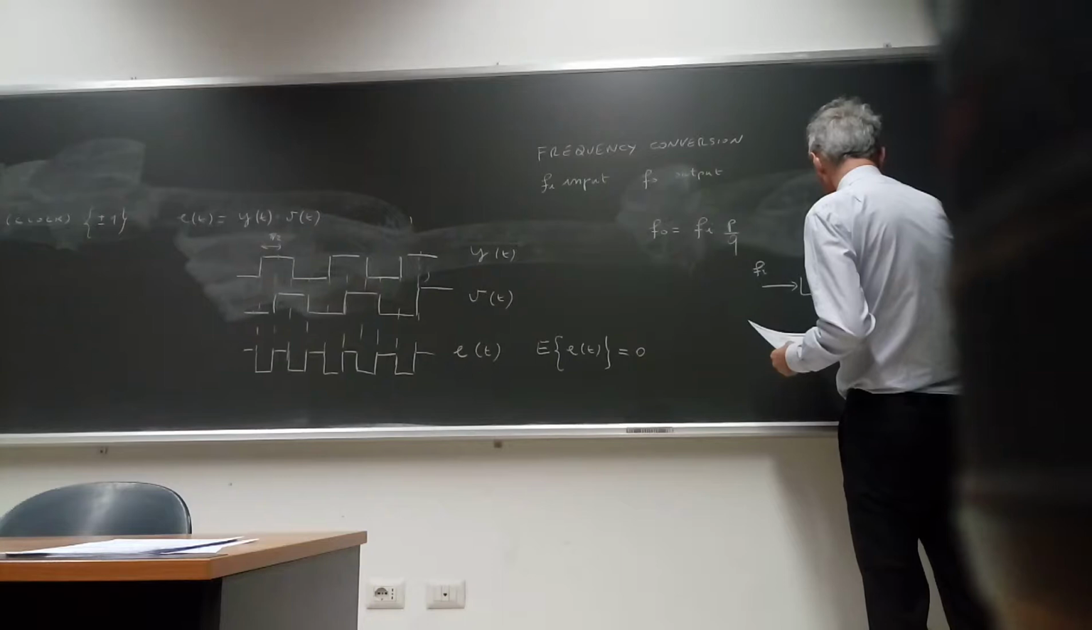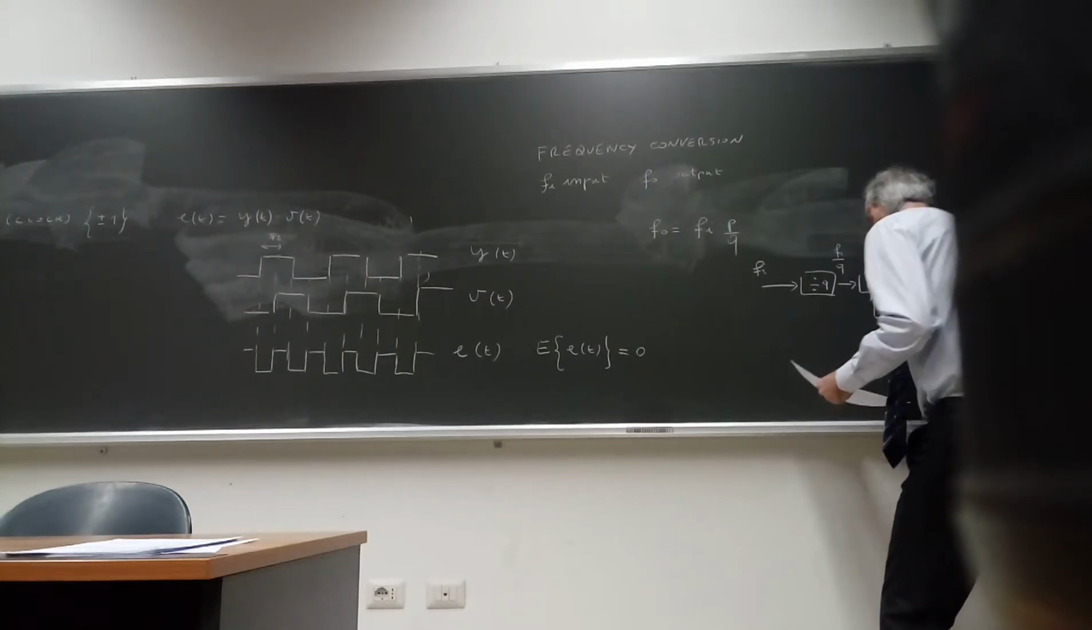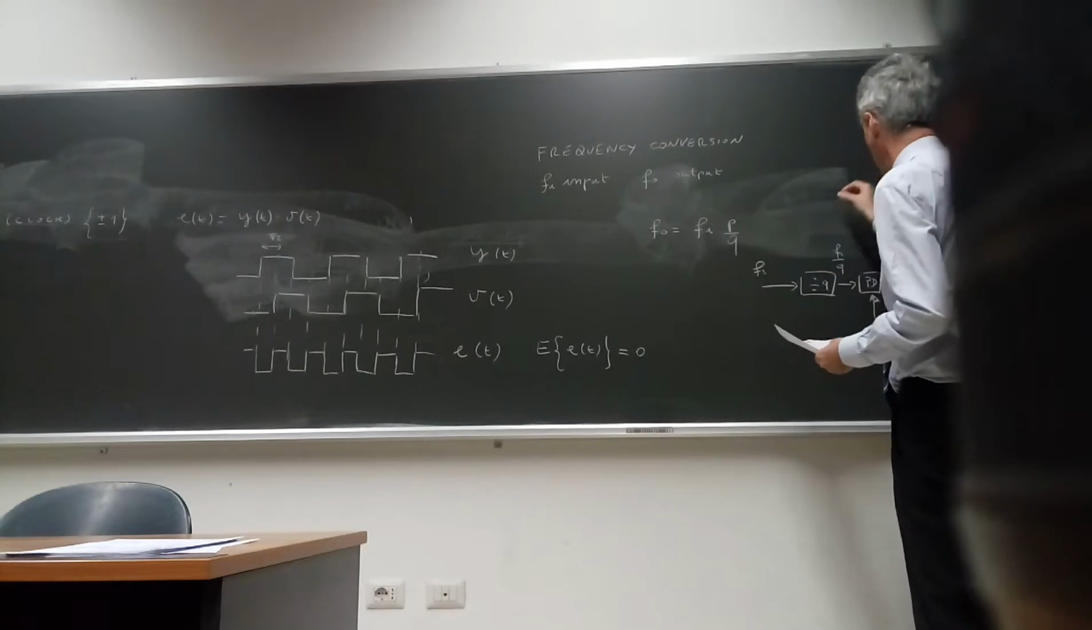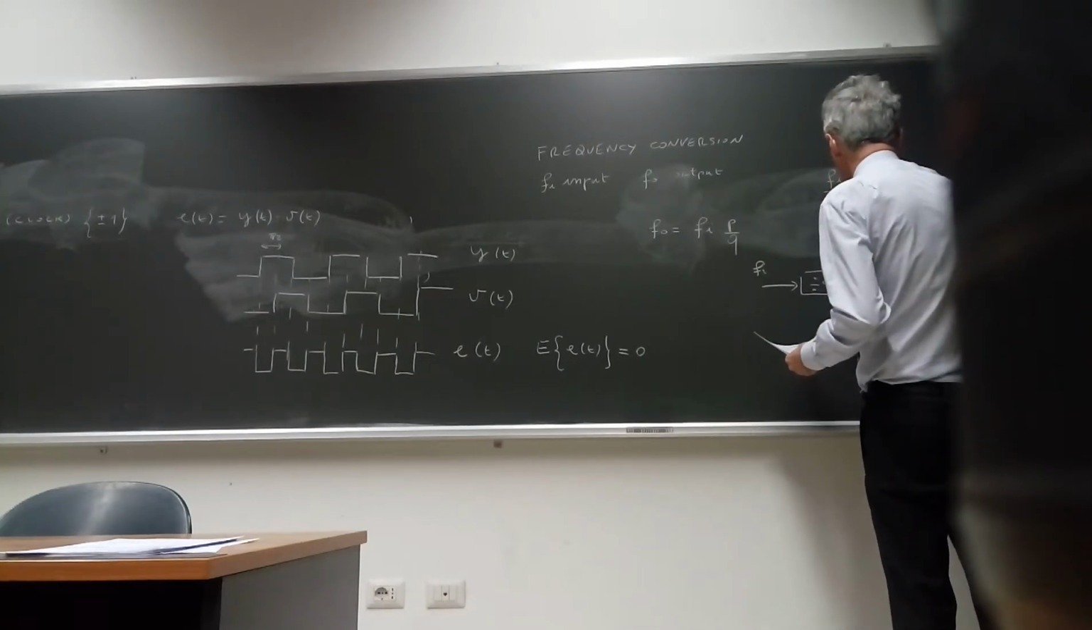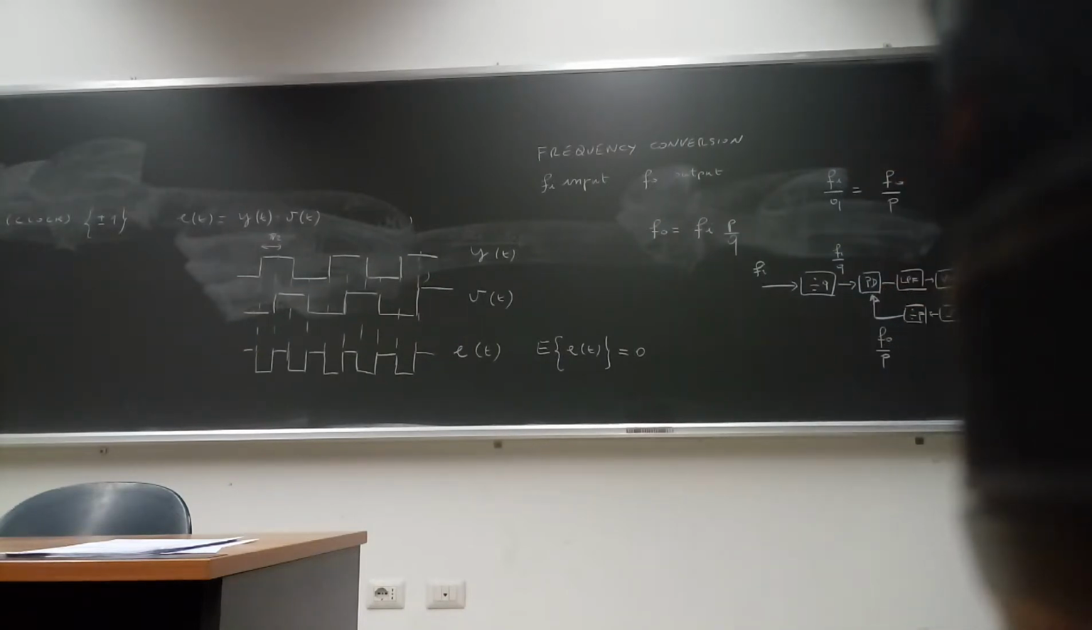Here the frequency is Fi divided by Q. Here it is Fo divided by P. And at the phase lock, these two frequencies are the same, because if the phase is locked, then of course the derivative of the phase, which is the frequency, will be the same. So Fi over Q equals Fo over P. Now get this as an output, the output frequency.